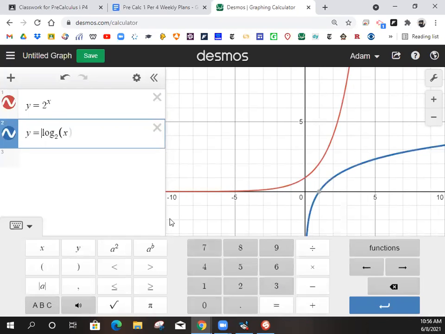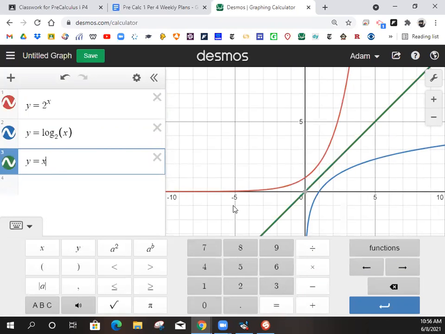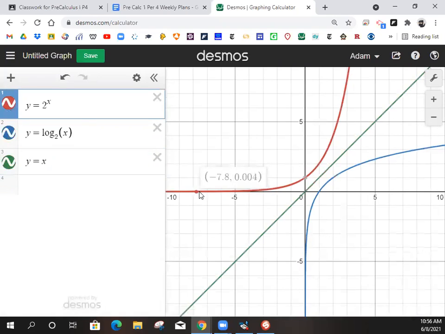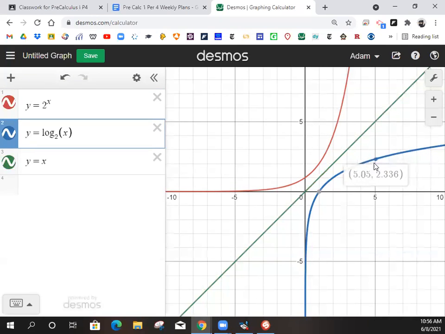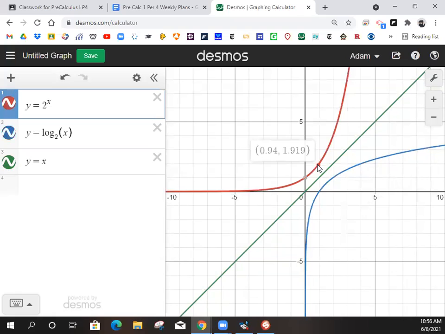As we learned when we first learned about logs, these two graphs are inverses of each other, which means for every point on y equals 2 to the x, if you were just to switch x and y, that would give you every point on y equals the log of x base 2. So like this point here at 2, 1, that means the inverse is going to have the point 1, 2, and it does.